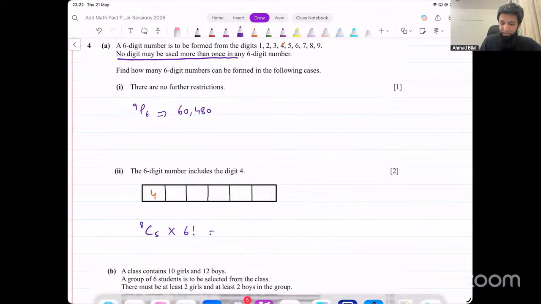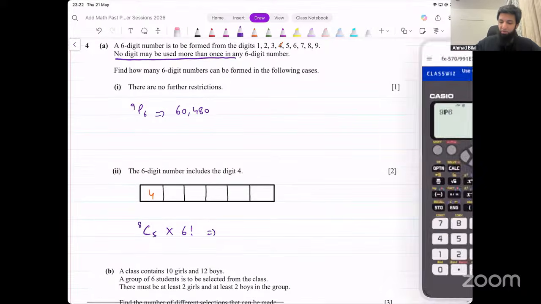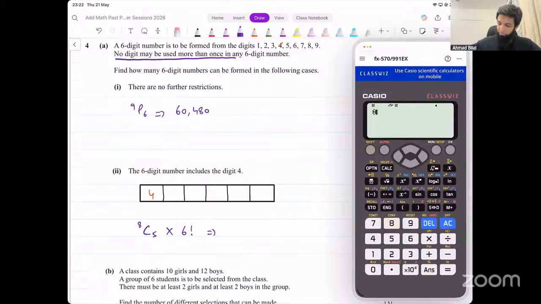Let's see what we get from this. 8c5 into 6 factorial. 8c5, that is 56 into 6 factorial. And that gives us 40,320. And that's our final answer. Does that make sense? Any issues with this?